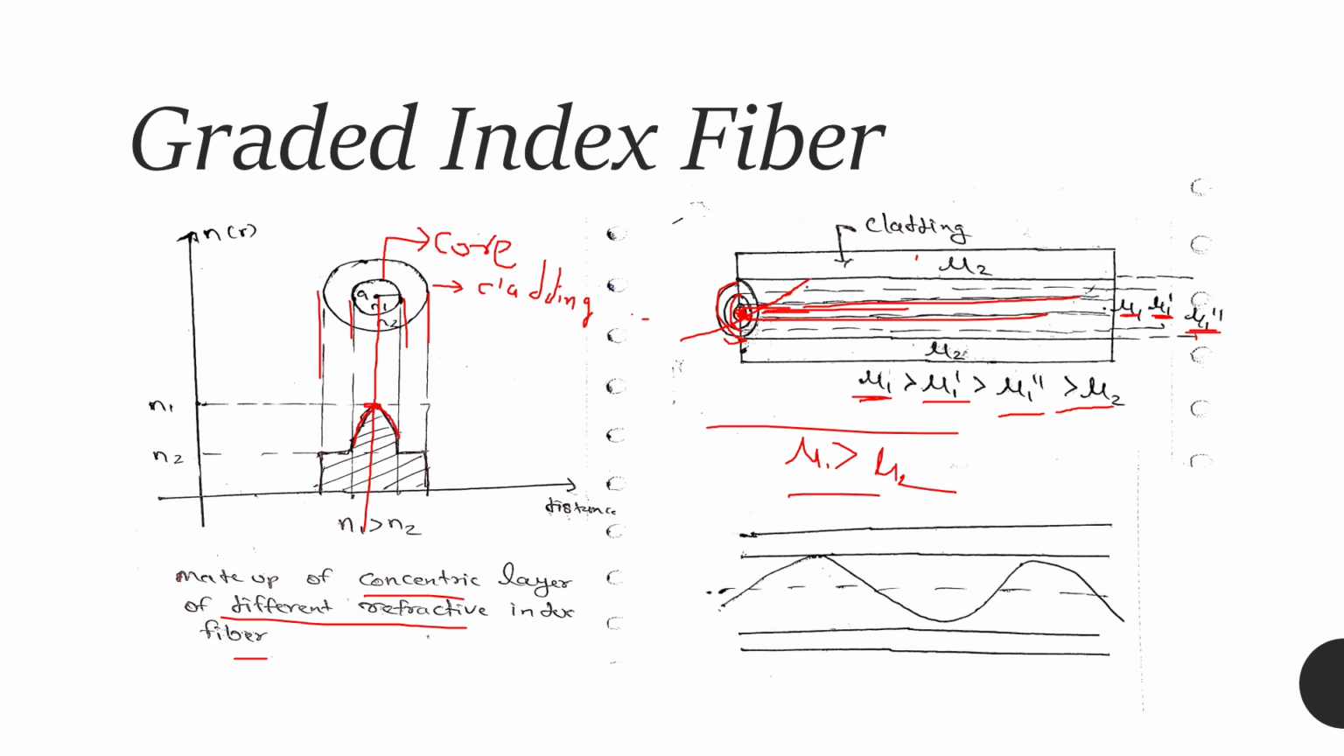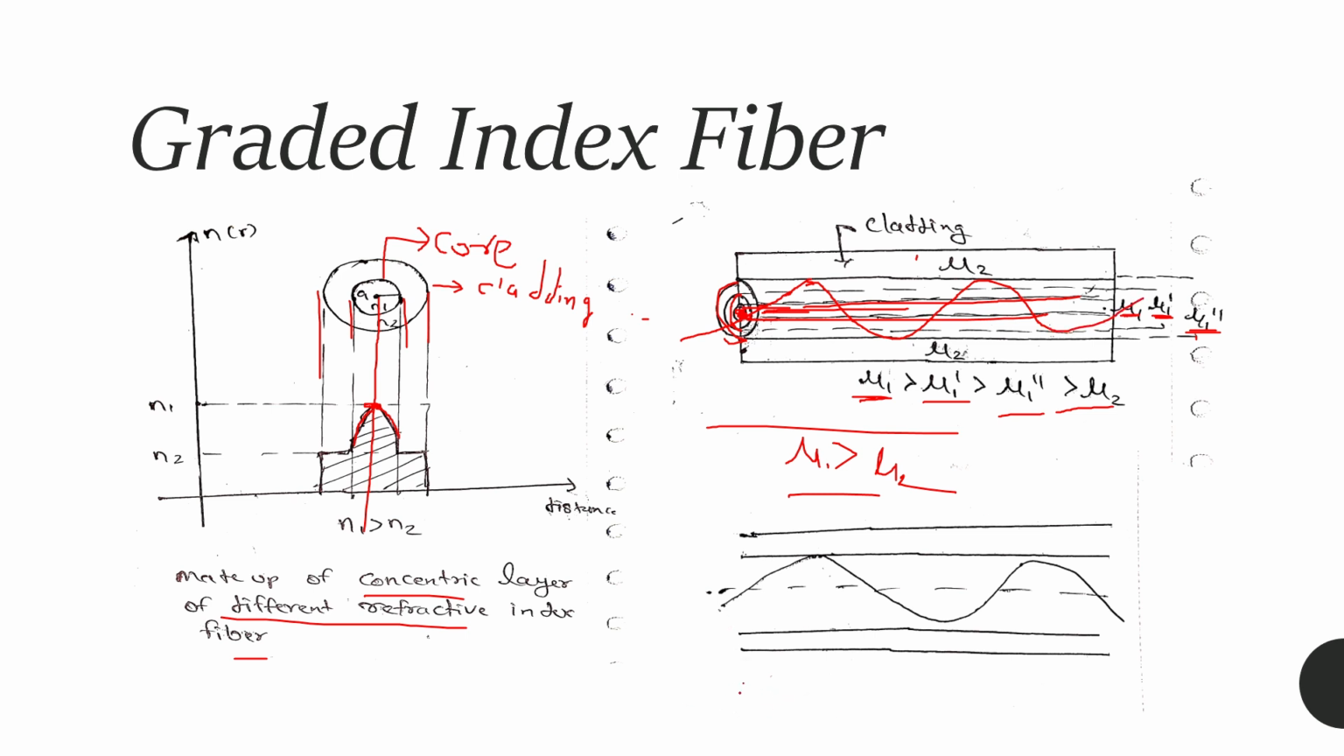So it will come here like this. Now here the total internal reflection will take place, and the signal will get refracted inside the denser medium. Like this it happens, and we get the sinusoidal waveform.